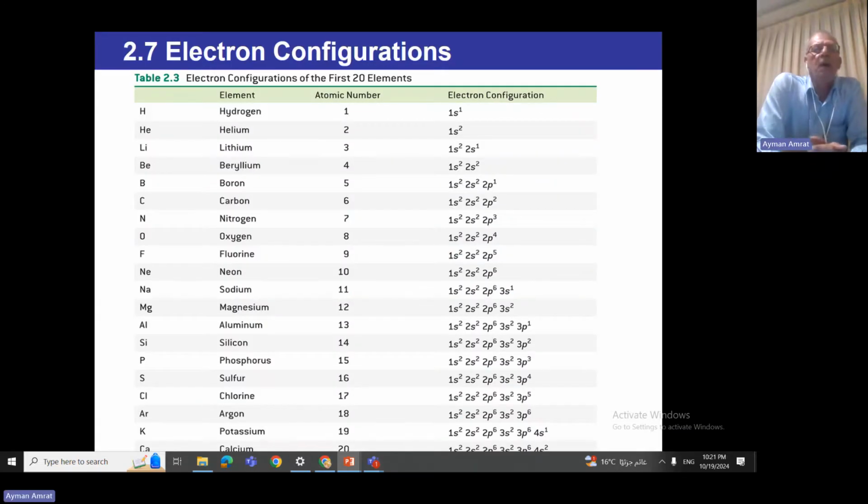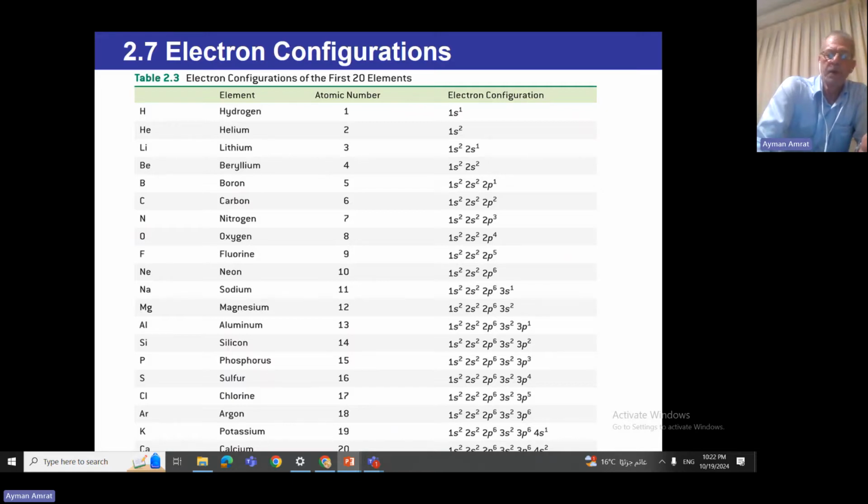This table shows the electronic configuration of the first 20 elements, starting from the lowest energy level and going up. One electron for hydrogen, 1s1; for helium, 1s2, and the first shell is filled. Now move to the second shell, and lithium has 3 electrons, 2 in the first shell and 1 in the second shell, 2s1, and so on. This is the electronic configuration for the first 20 elements.